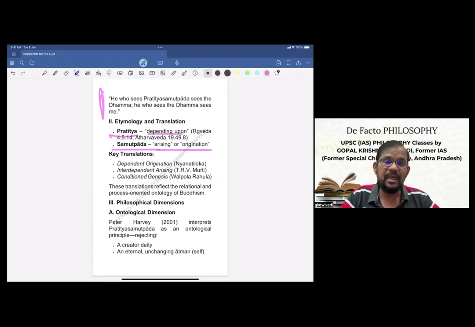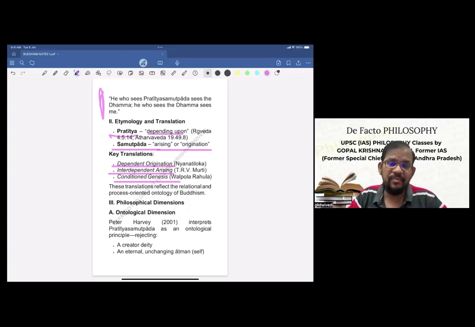Now, what are the key translations of this? One is dependent origination. Second is interdependent arising. Third is conditioned genesis. All three are by different philosophers and critics. One says dependent origination, another says interdependent arising, another says conditioned genesis. These translations reflect the relational and process-oriented ontology of Buddhism.